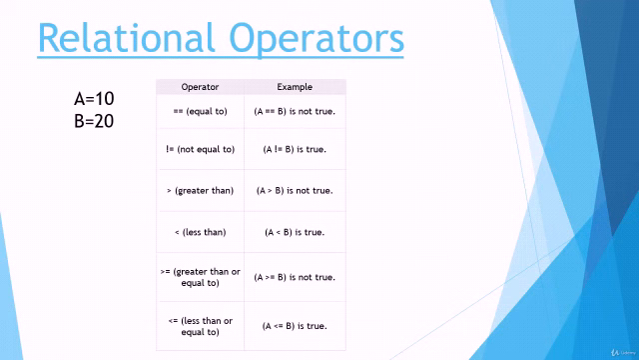Next we have relational operators. If we have two variables, a is equal to 10 and b is equal to 20, then the first one is equals. Two equal signs mean that it is comparing the values, whether the value of a is equal to the value of b. The second one is not equal to. We first put the exclamation mark and then equal to. This means that if a is not equal to b, then it is true. Then we have greater than, less than, greater than or equal to, and less than or equal to.